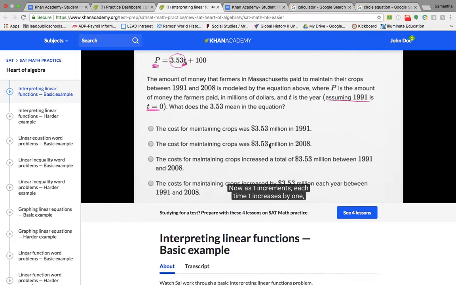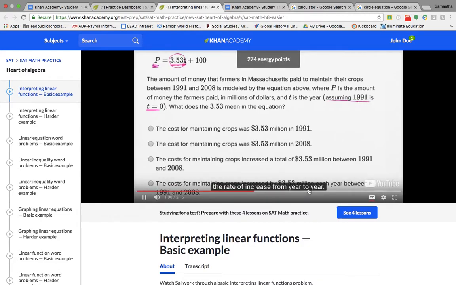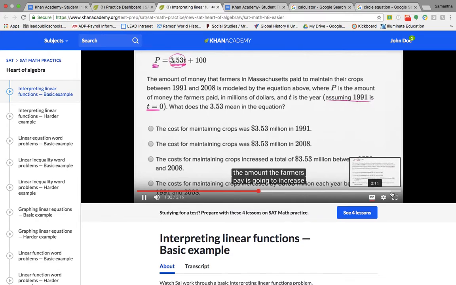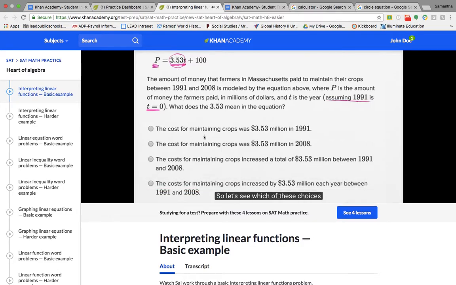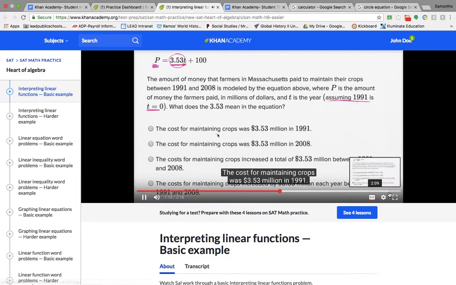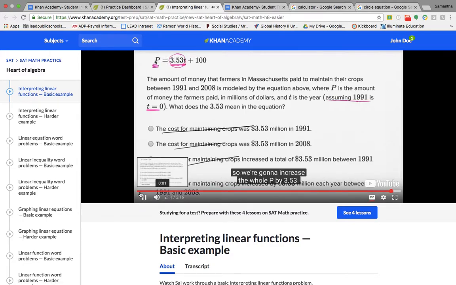Now, as t increments, each time t increases by 1, the amount that the farmers pay is going to increase by 3.53 times 1. So one way to think about it is this is the rate of increase from year to year. As t goes up a year, the amount the farmers pay is going to increase by $3.53 million. So let's see which of these choices are consistent with what I just said. The cost for maintaining, so we're going to increase the whole P by 3.53.